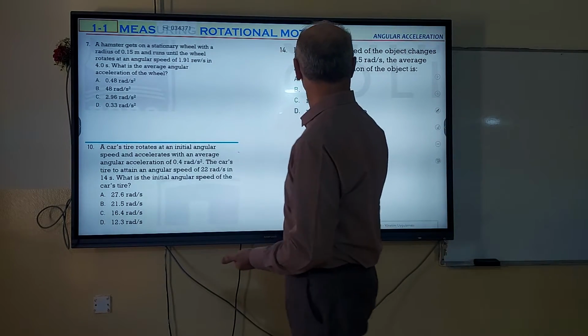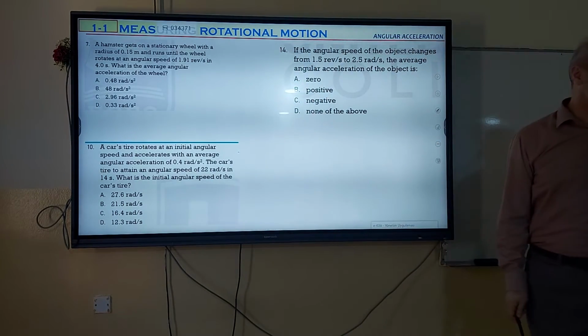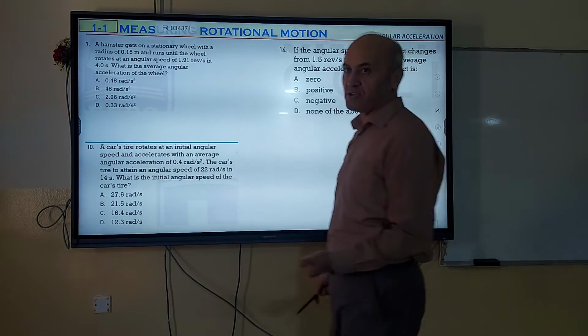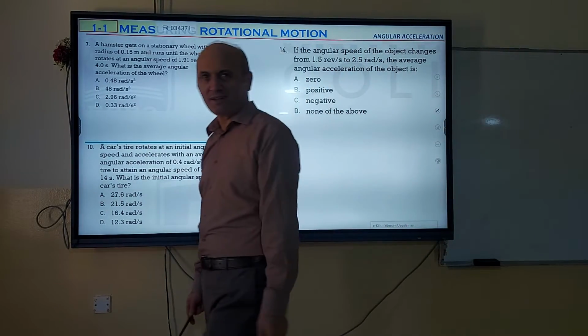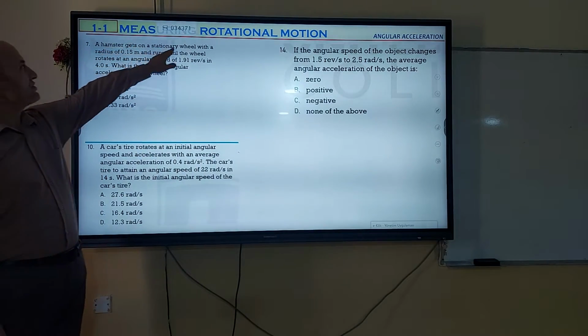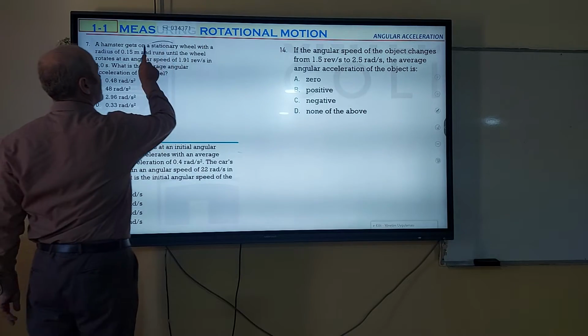Okay, these are some questions which students did incorrectly in test one last year, not you, last year's students. A hamster gets on a stationary wheel. What does stationary mean?